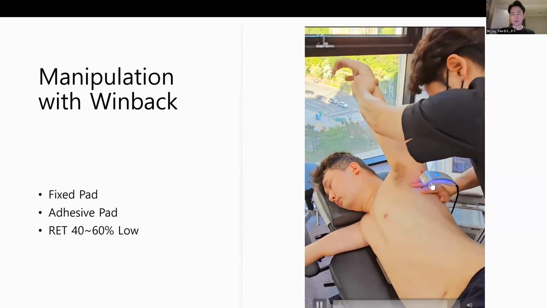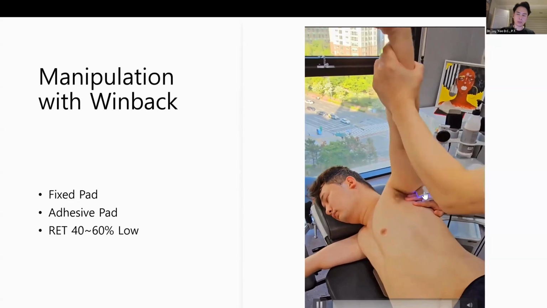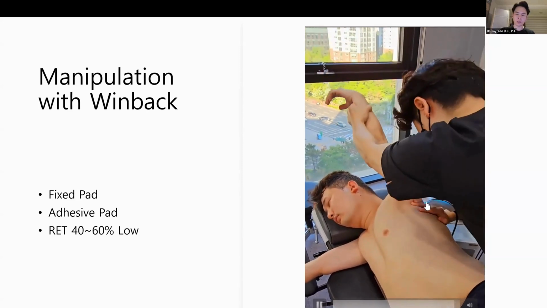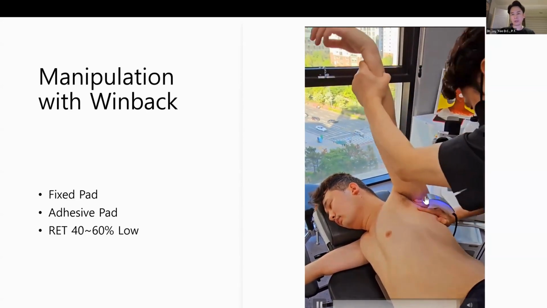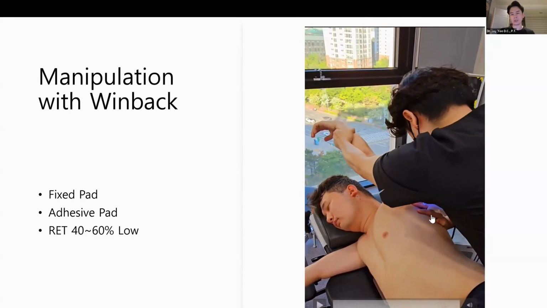Okay. So there's some tension of the teres minor and subscapularis. I apply the probe to this area and try to stretch out this inferior GH joint with this motion.